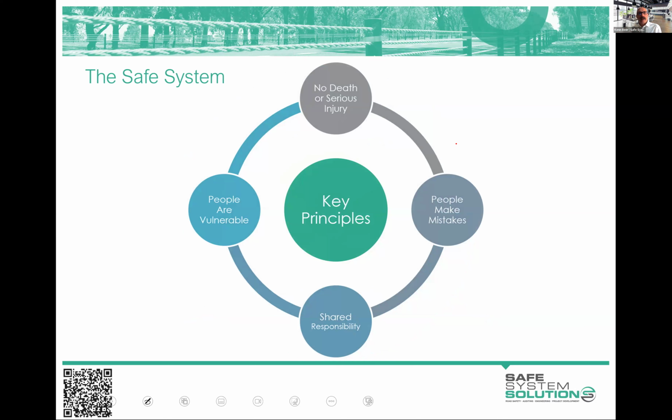So I'll pop those up there, the key principles, and I see Loretta's popping on the screen, so there must be a question, which is excellent. Let me just finish this. No death or serious injury. People are vulnerable, so that's a human tolerance to physical force. We're going to analyze that in detail. Mistake making, factor it in. That's going to happen. And a shared responsibility, but that ultimate responsibility rests with us.